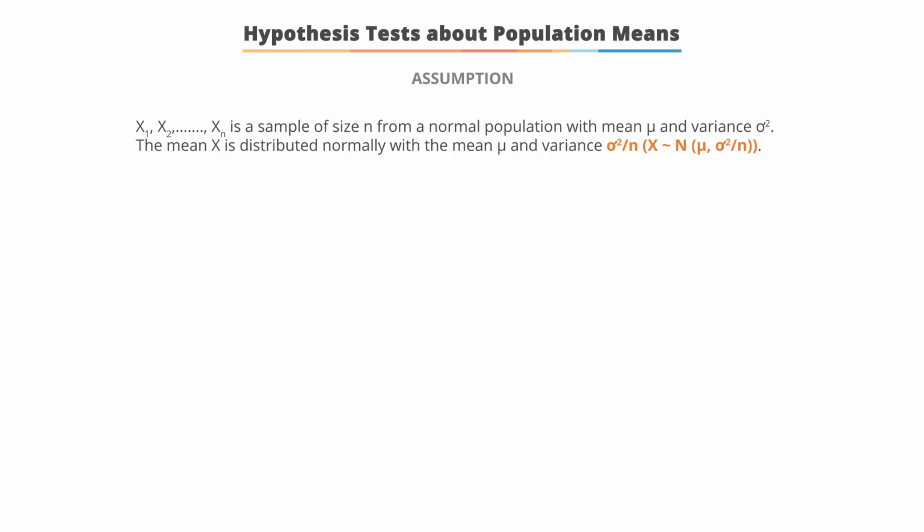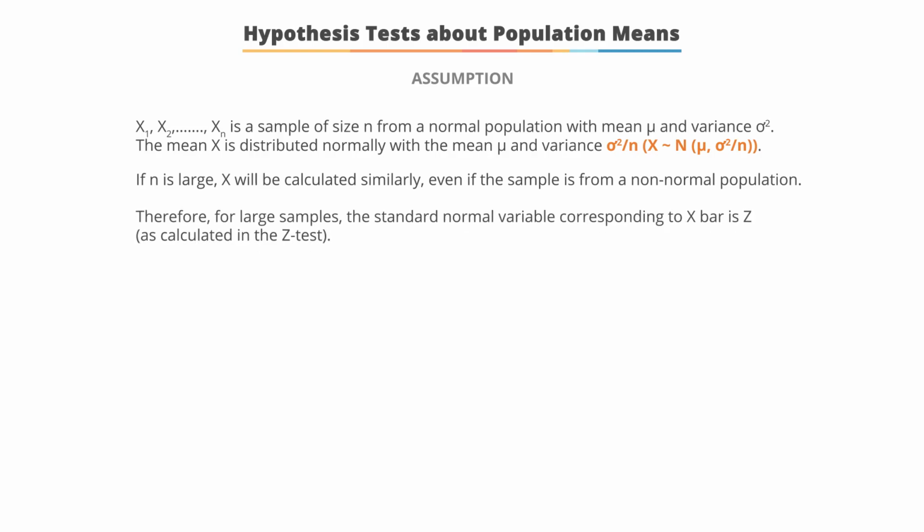a normal population with mean mu and variance sigma squared, that the mean of that sample is distributed normally with the mean of the population and the variance of the population. Now if n is large, x bar is going to be calculated similarly, even if the sample is from a non-normal population. Therefore, for large samples, the standard normal variable corresponding to x bar, which is the mean of the sample, is z.